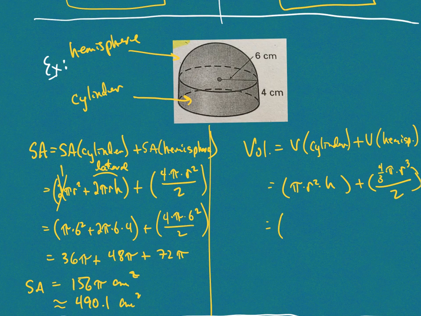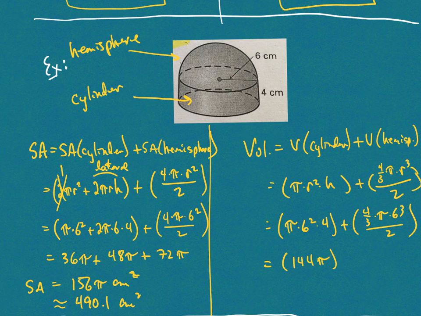And now I'm going to put in all the values. Now I'll put in 6 for the radius and 4 for the height. 6 for the radius. And now we should hopefully be all set to go. Let's see if we can punch these out. 36 times 4, that's 144, isn't it? Yep, so this first one would give us 144 pi.